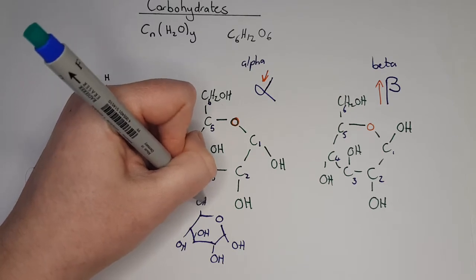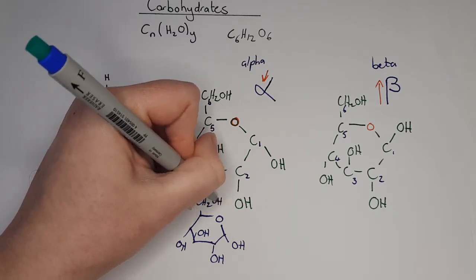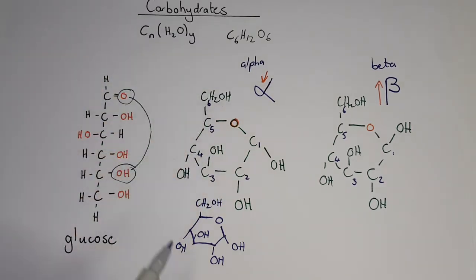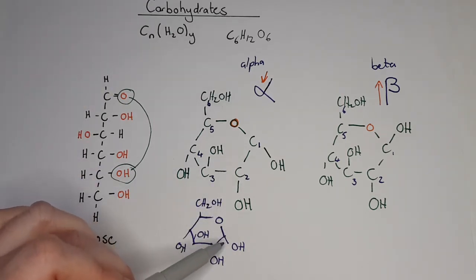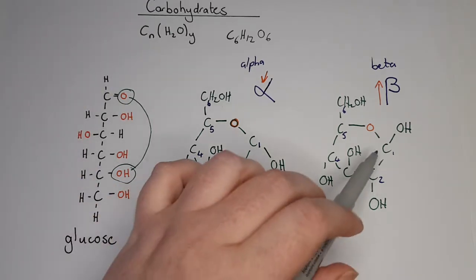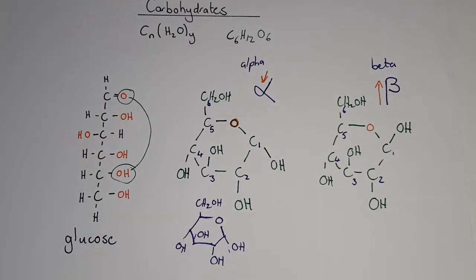And our last carbon that's outside of the ring. It doesn't matter which way you draw it, it's still the same structure. This one just shows no carbons, this one shows the carbons. But this is still alpha because that goes down, that goes up for beta.